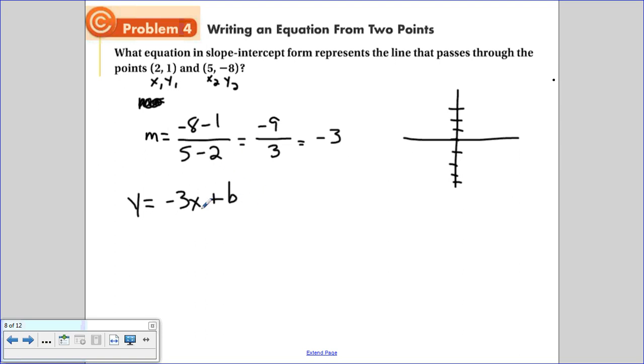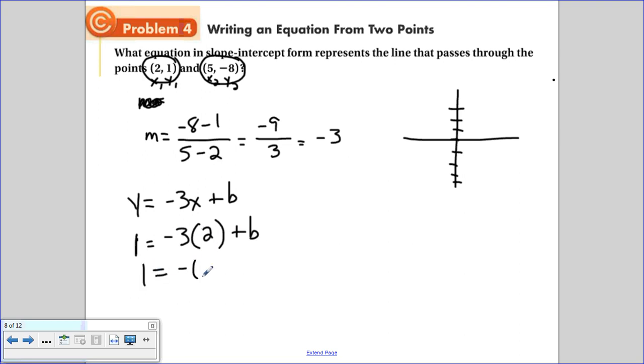To find b, though, we can use 2 values, x and y, that we already know. We already know that the line passes through either this point or this point, and so we can use either one we want. These are bigger numbers, so it's going to be a little bit more difficult, so I'm going to stick with these. I'm going to plug 2 in for x and 1 in for y. So y is 1, x is 2, and I'm going to just solve for b.